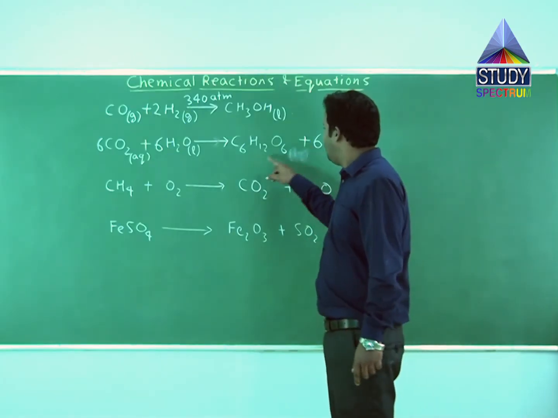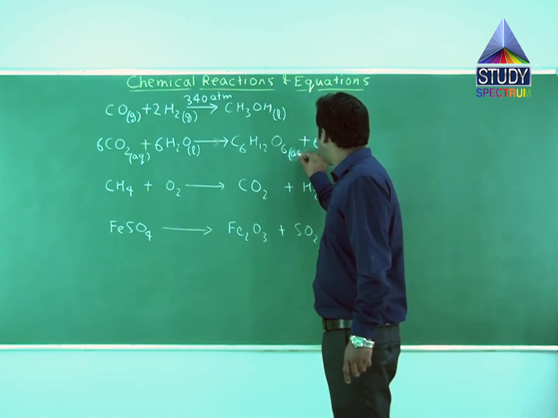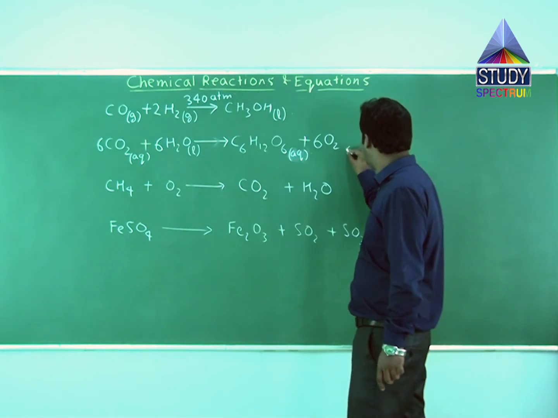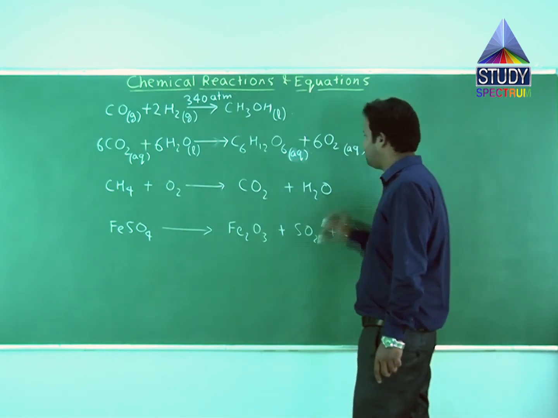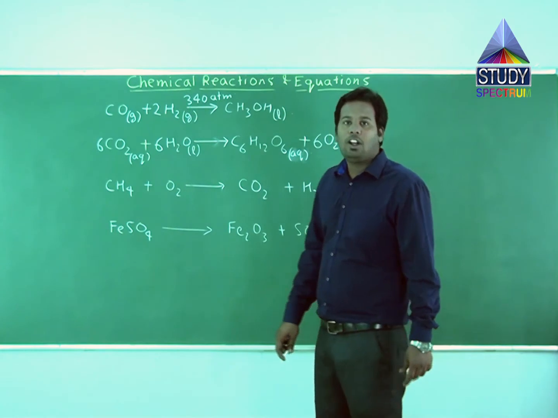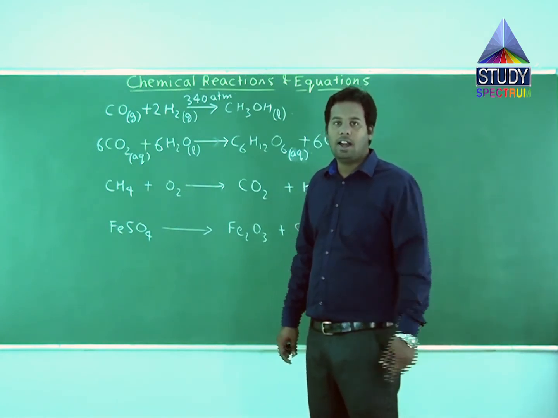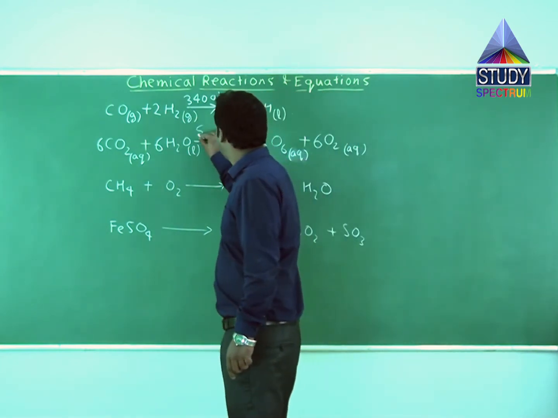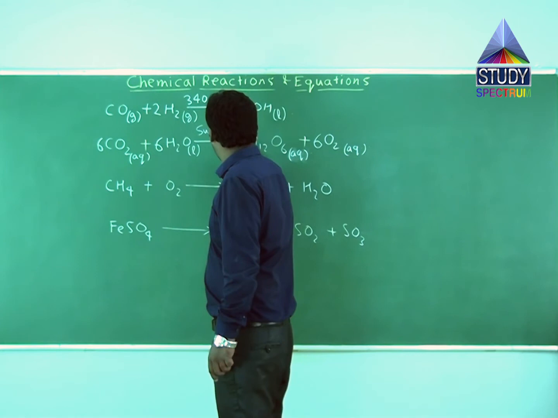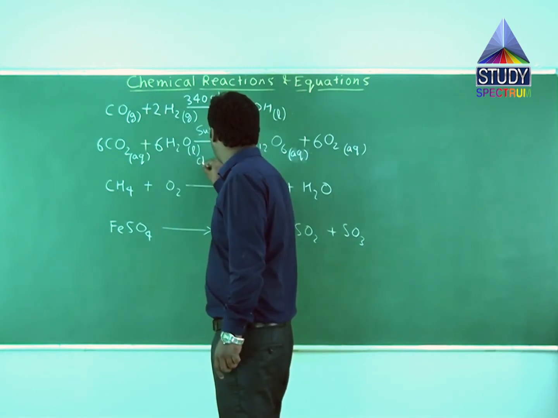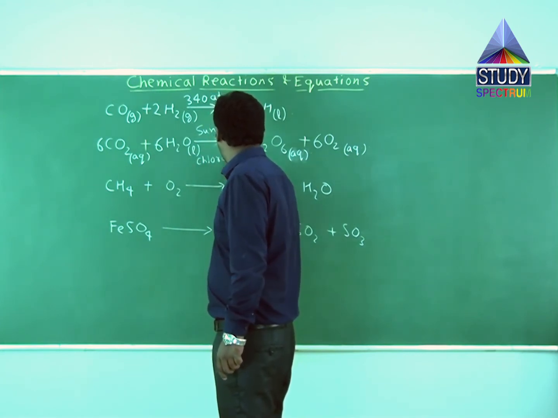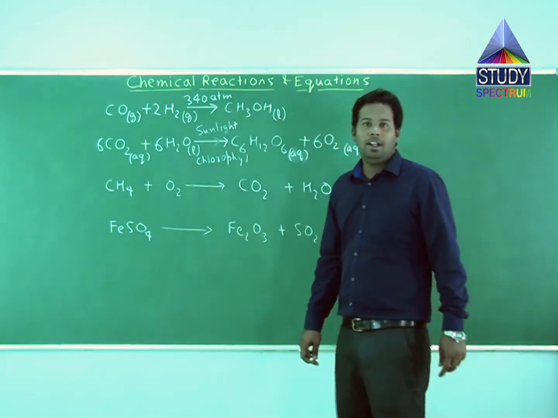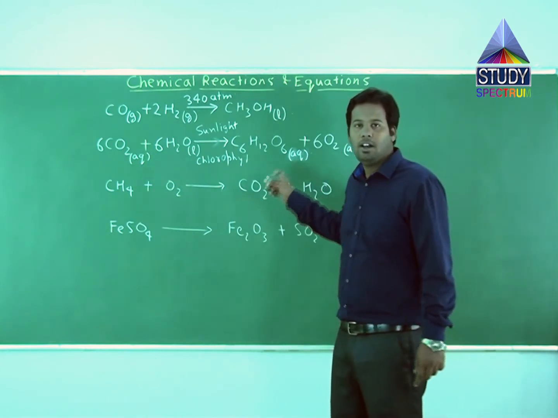Whereas glucose will also be in aqueous state, and oxygen is dissolved in this glucose, it means it will also be in aqueous state. Correct? Now, what are the conditions required for this reaction? If you remember, plants require sunlight and chlorophyll to make this reaction occur and make their food.